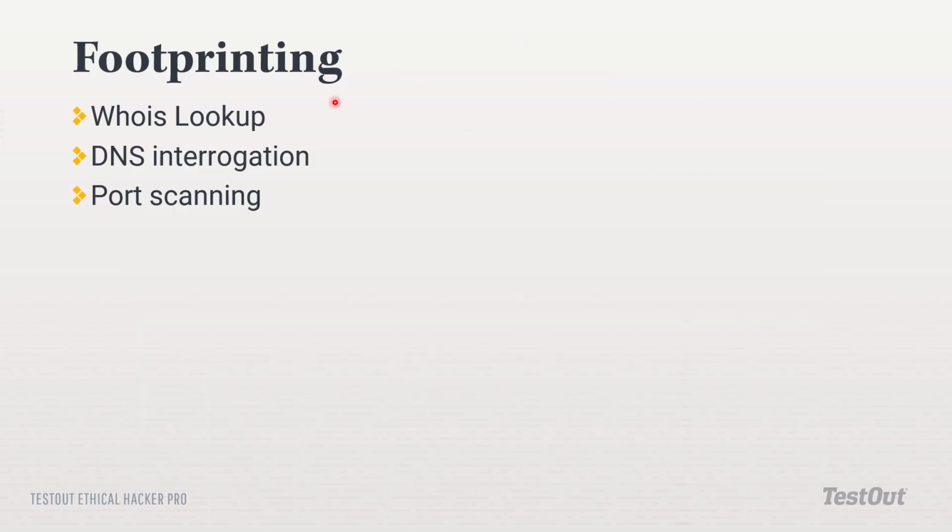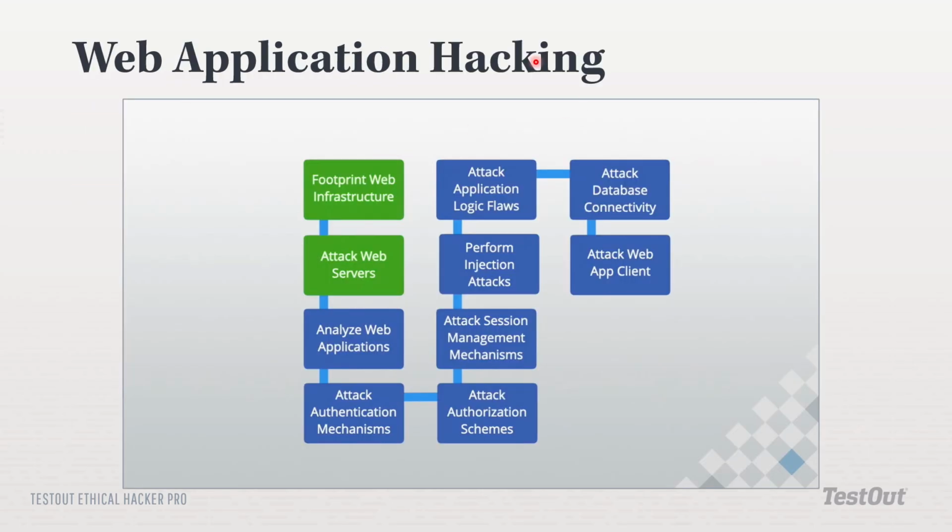Let's talk specifically about footprinting. A whois lookup is something we would use to footprint. If you don't know what whois is, look it up. It is something we type in to footprint the network or the server, or figure out what's going on and what running things we have. DNS interrogation is another key one we could use, and then port scanning as well. All of these are great options to footprint a server or network application. Those would fall into the two options here: footprint web infrastructure and attack web servers. Then we'll analyze.